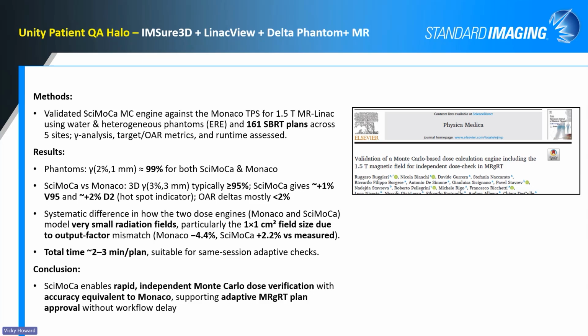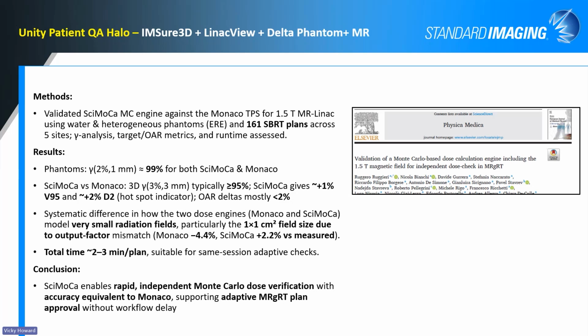So what the results showed, comparing both algorithms to phantom measurements, was that they both tended to agree with phantom measurements with gamma at tolerances of 2%, 1 millimeter at the 99% level. So that goes to show that both SIMOCA and Monaco are side by side in terms of how they compare to each other. In the comparisons of SIMOCA versus Monaco, they did 3D gamma analysis at 3%, 3 millimeters, and they did find some difference, but they generally agreed at a level of greater than 95%.